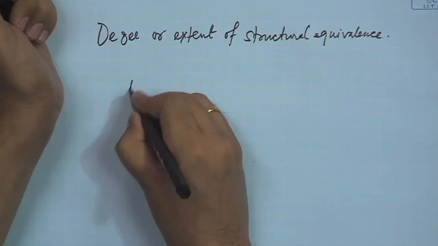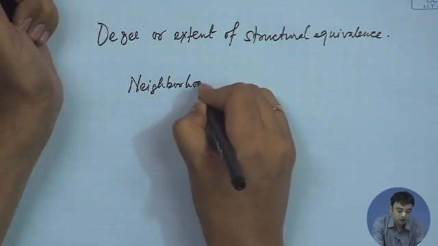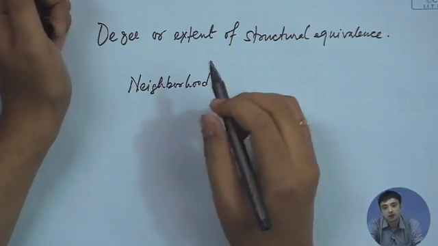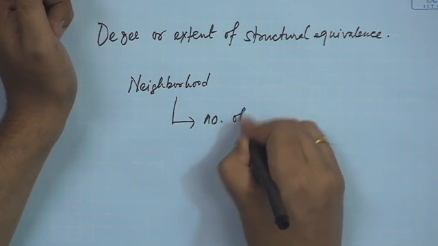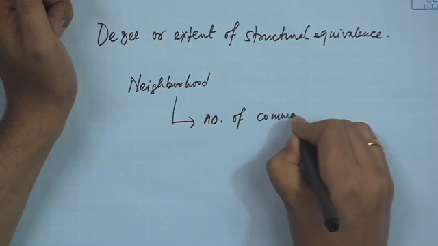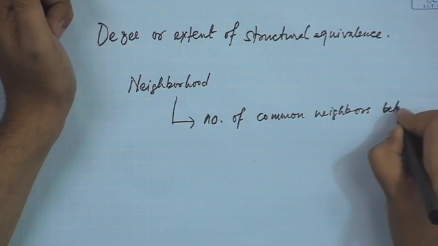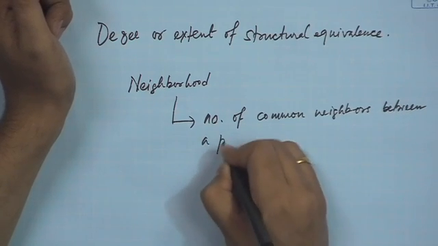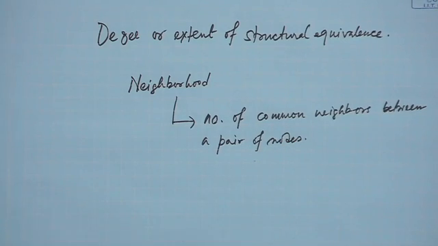In order to have a quantitative understanding of this, as we saw for structural equivalence, we have to look into the neighborhood, and the proxy for structural equivalence will be the count of the number of common neighbors between a pair of nodes. So let us take a small example and see.